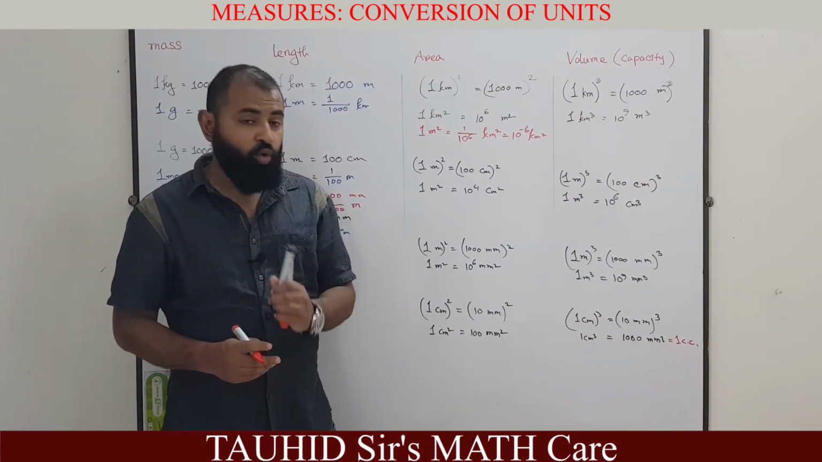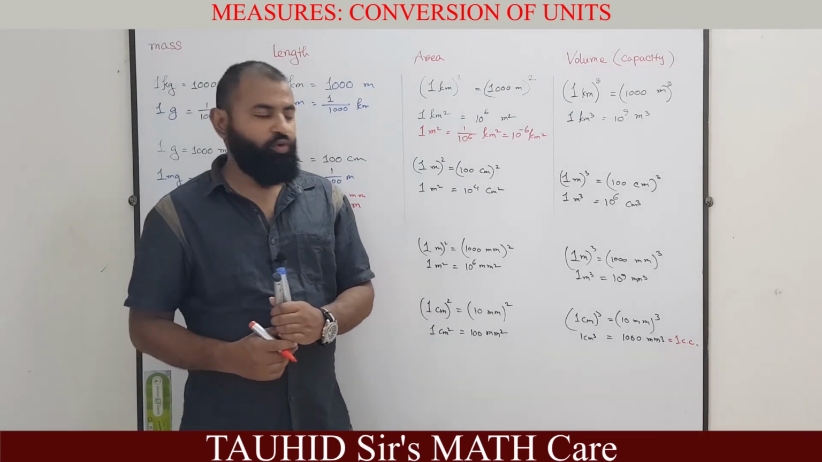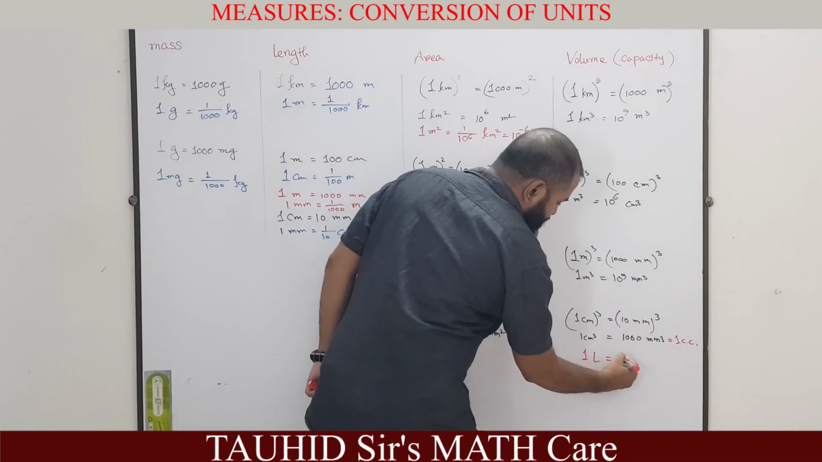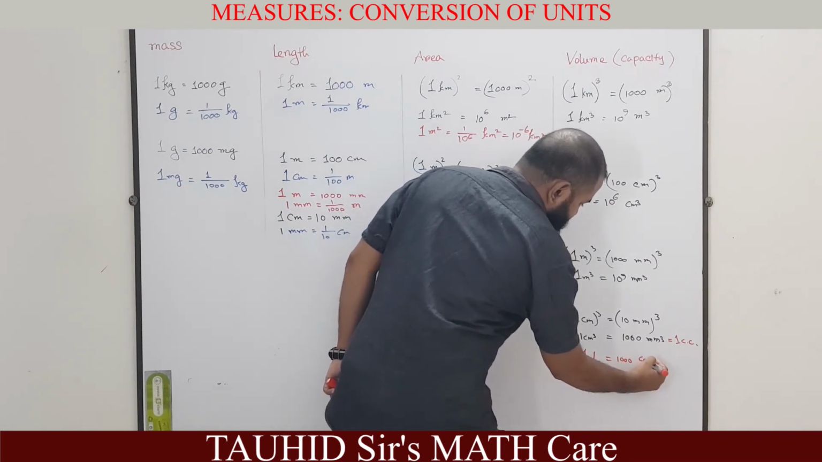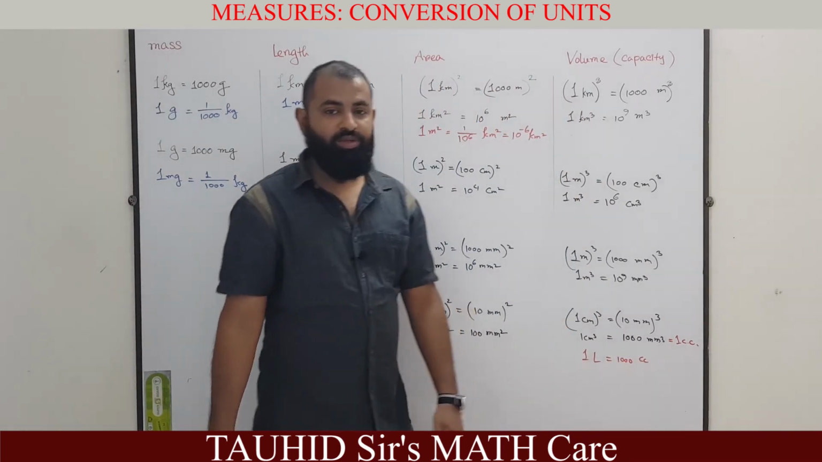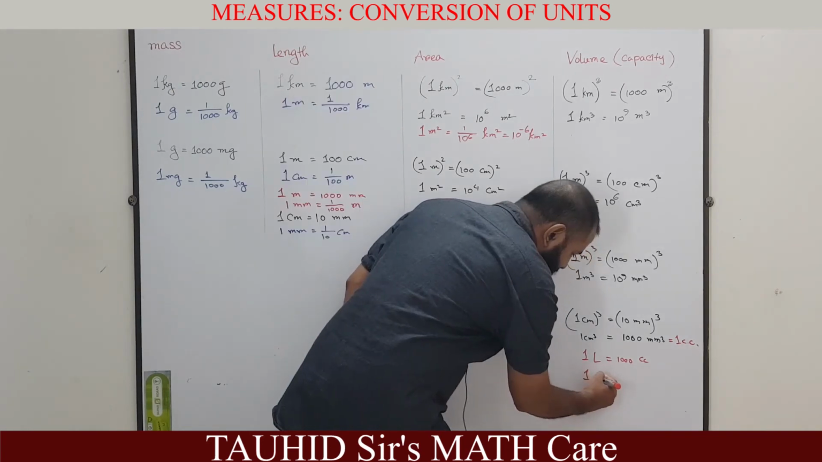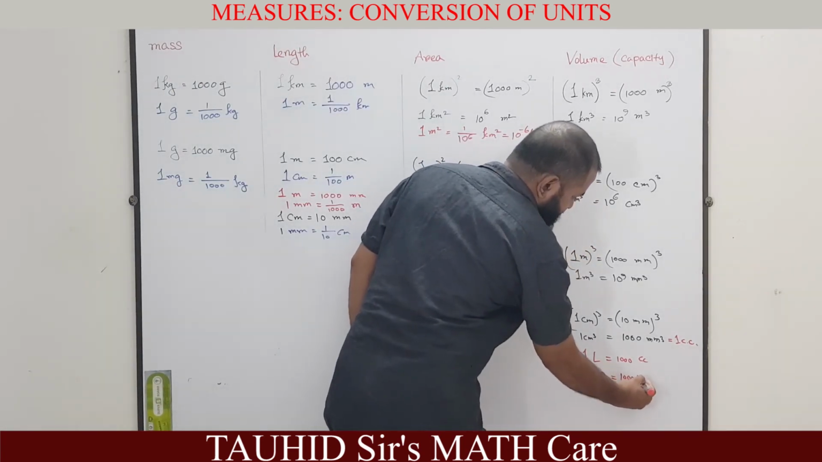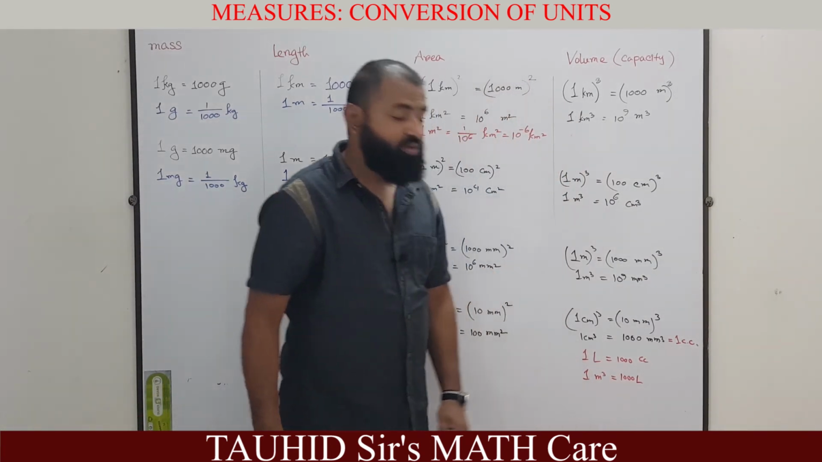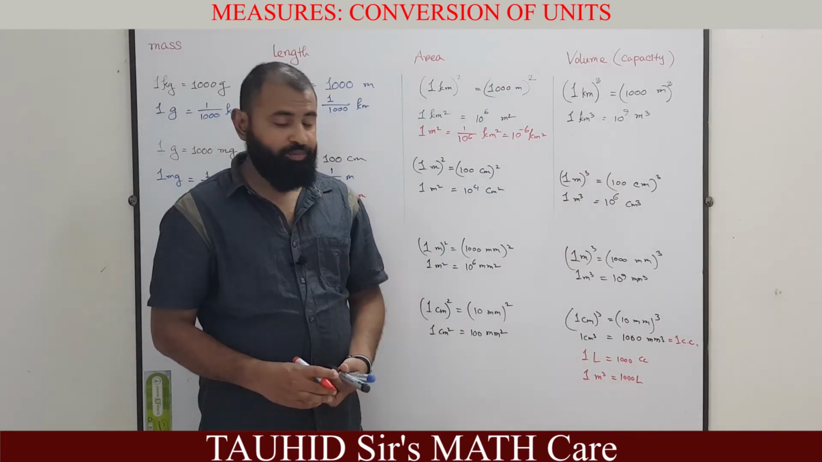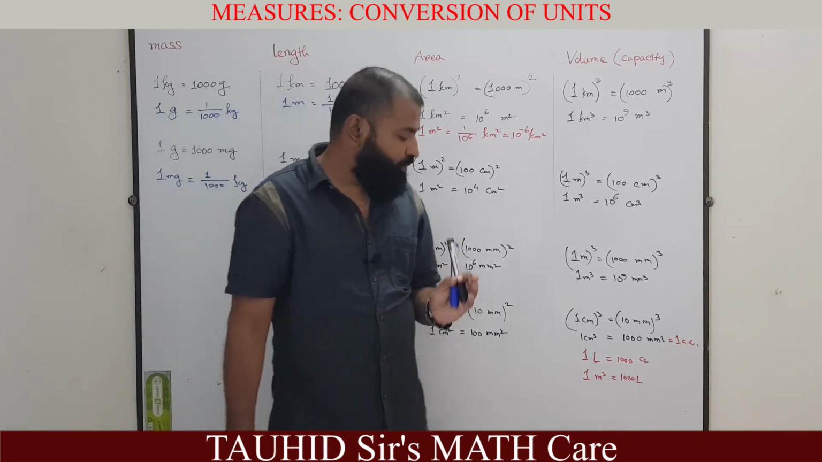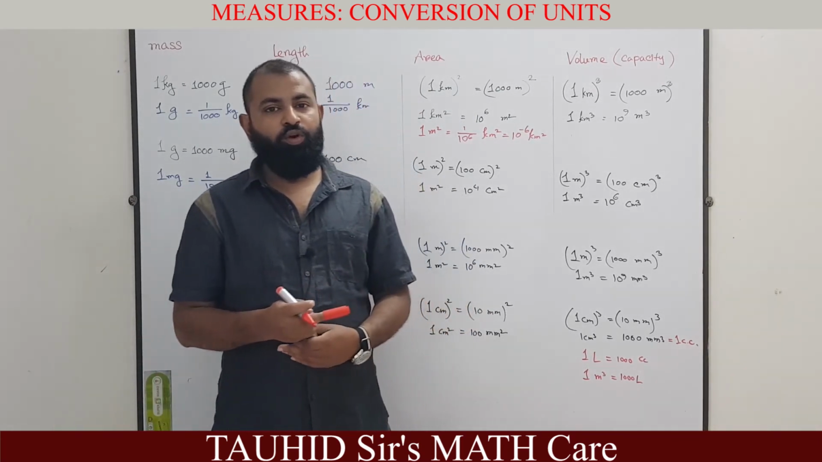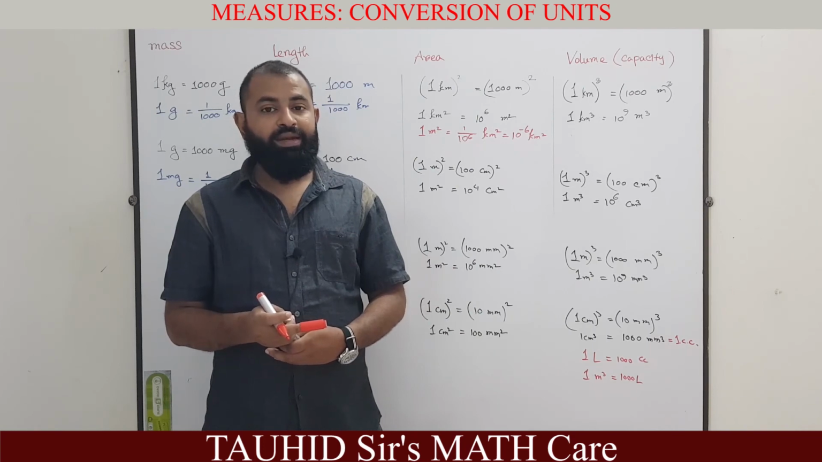And some more units that we use for volume are liter. 1 liter equals 1000 cc or 1000 centimeter cube, and 1 meter cube equals 1000 liter. These two units we also use for conversion: liter, centimeter cube and meter cube. These three units are frequently used for the volume of liquids.